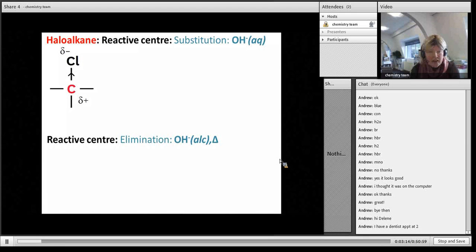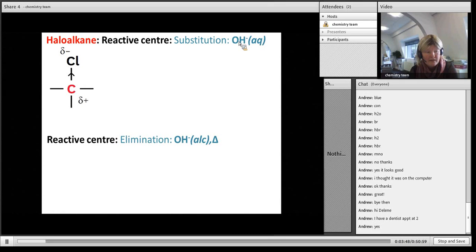So with a haloalkane, what I've got is a carbon that's slightly positive because the fluorine, the chlorine, the bromine are all a little bit more electronegative than the carbon, which means I'm going to have something that's a nucleophile attacking. So nucleophile, positive loving. So is OH minus positive loving? Will it be attracted to something positive? Yes, correct. So anything that's electron rich can be a nucleophile.